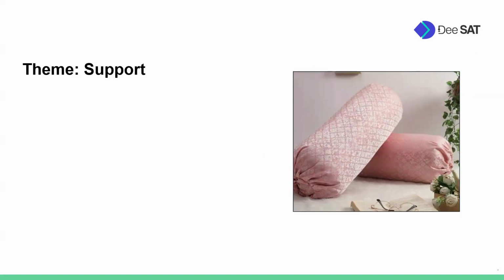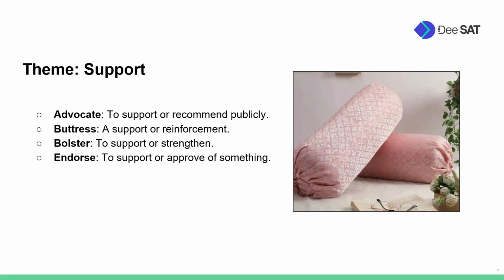Support. So what are these? Cushions? No, these are called bolsters. Bolster, buttress, advocate, endorse. All are synonyms for support, with a little bit of difference when you're talking of advocate or endorse something. In that case, you're approving or recommending those things as well. Buttress and bolster simply means to strengthen or support a given situation or a given statement.